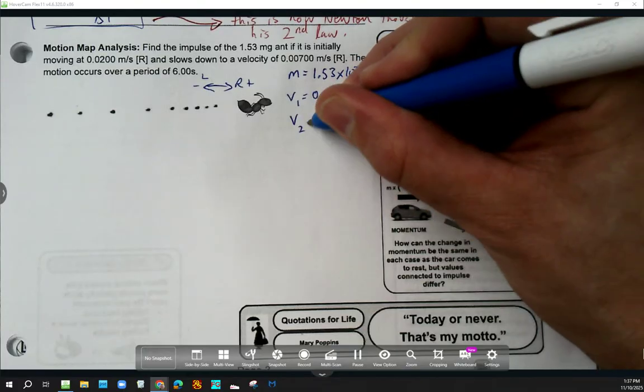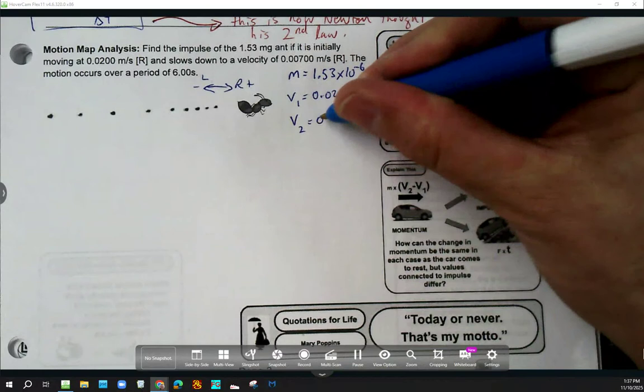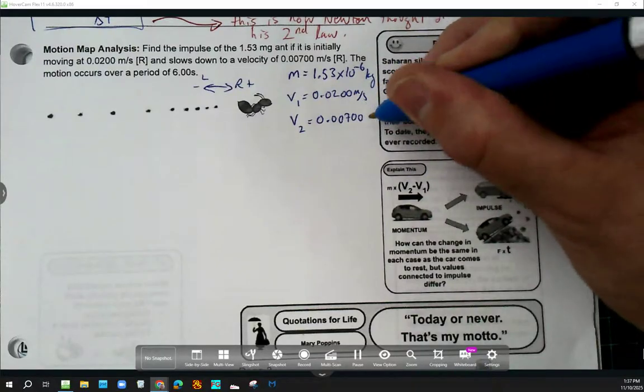And v2, the ant slows down. Notice the dots are getting closer together. It slows down to 0.00700 meters per second, also to the right.